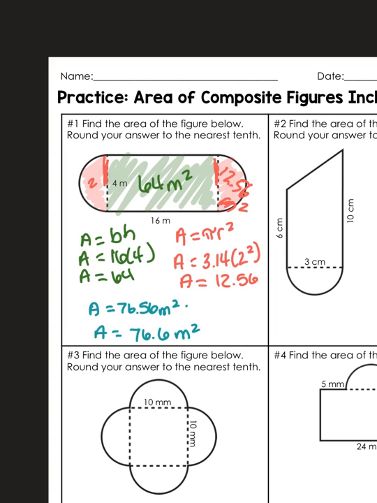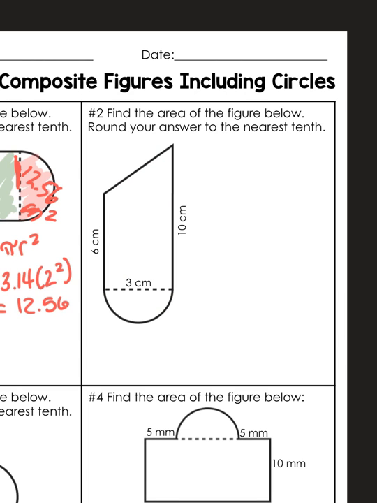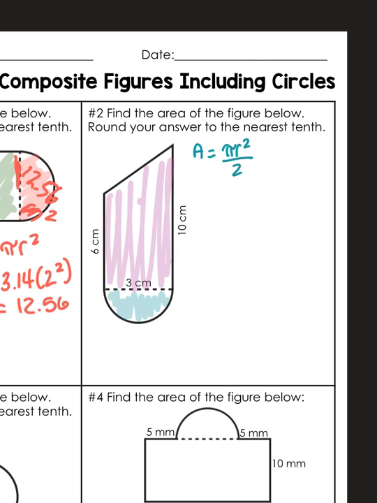Okay, now let's look at number 2. So I need to decide, what shapes do I have? Okay, I see a semicircle. So that means I'm going to use that formula of the semicircle, which is area equals pi r squared divided by 2. And then what else do I see? What is this shape right here? That's got one pair of parallel lines. That's a trapezoid. So I know I'm going to use the formula for trapezoid, which is area equals, I like the base 1 plus base 2 times the height divided by 2.